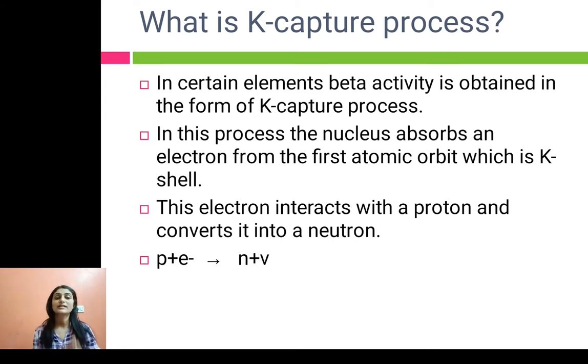Now here this electron interacts with a proton and converts it into a neutron. So the proton interacts with the electron from the K shell, it gets converted into a neutron and a neutrino is also emitted.